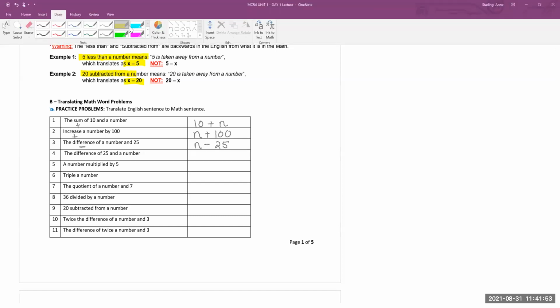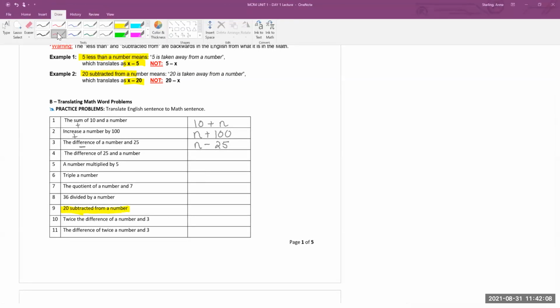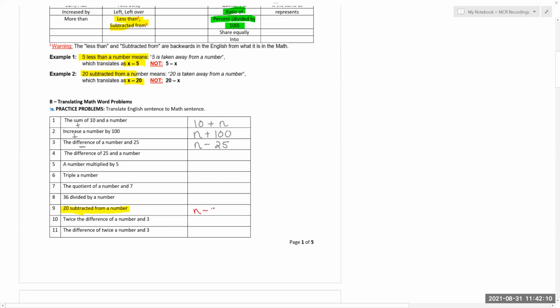So the difference of a number and 25, that's that subtract one. And it's not one of the two we have to worry about. So it's a number and 25, the difference. So it's direct left to right subtraction. Down here is where it's the opposite, 20 subtracted from a number. So that's going to be the one where we actually write it as the number minus 20.